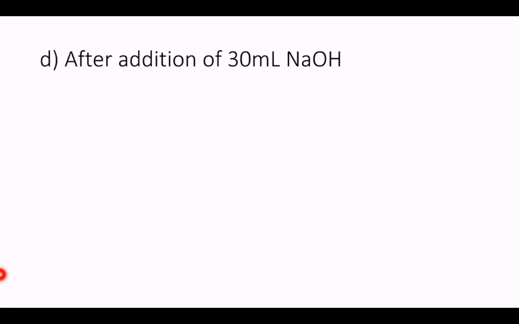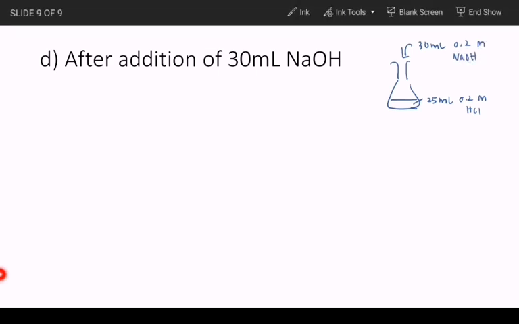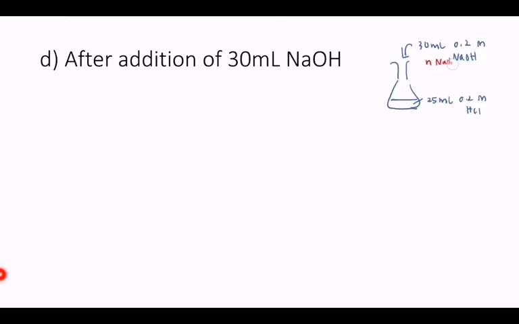After addition of 30 ml NaOH, so inside the conical flask, first we have 25 ml 0.2 molar HCl, then we add 30 ml of 0.2 molar NaOH. So kat sini kita kena cari lah the number of mole of NaOH dan juga the number of mole of HCl present in the solution, so that we can identify which one is present in excess.